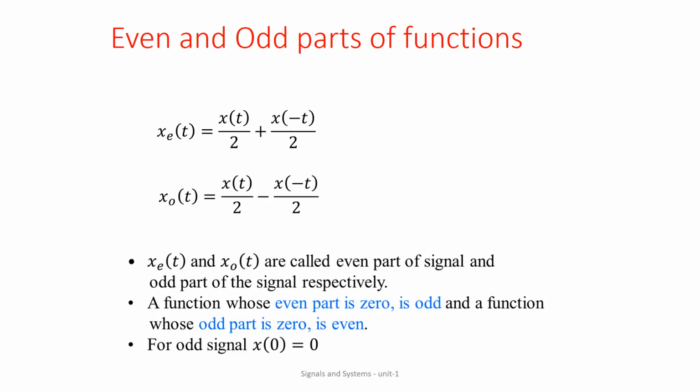Suppose you have one signal which is a combination of the even part and odd part, you can differentiate the even part and odd part by using two equations. x even of t is equal to x of t plus x of minus t by 2, or x odd of t is equal to x of t minus x of minus t by 2.